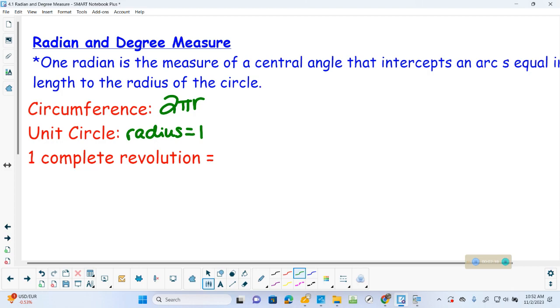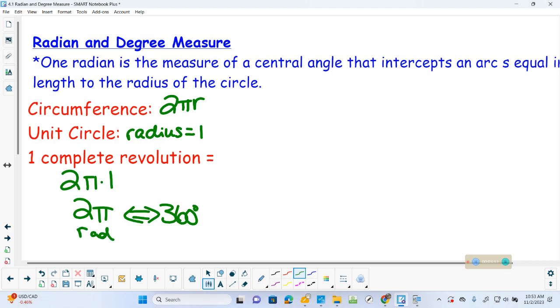So when I talk about one full revolution, which of course is our normal 360 degrees, it is also 2 pi times the radius. It's 2 pi radians. So this is why. This is where it comes from. I know you know one full circle from last year is 2 pi, but the reason is it's really the circumference of the circle. So this, of course, is the same as 360 degrees, just depending on if you're in radians versus degrees.